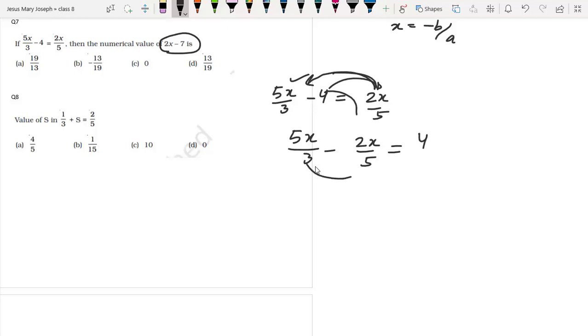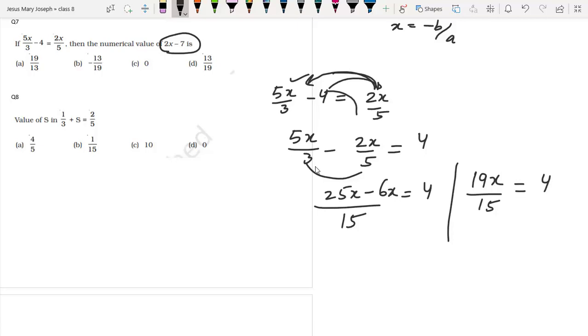Now we have to take the LCM. It becomes 15. 3 5s are 15, 5 5s are 25x. 5 3s are 15, 3 2s are 6x is equal to 4. And the answer is 25 minus 6 is 19x upon 15 is equal to 4. So x is equal to 4 into 15 upon 19. Now what is the value? 60 upon 19. This is the value of x.